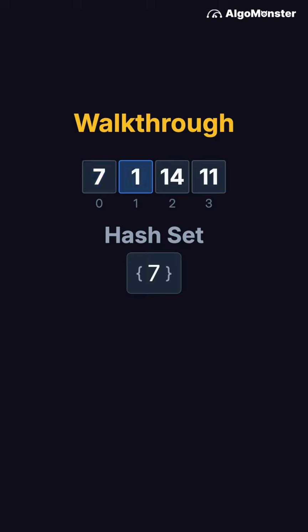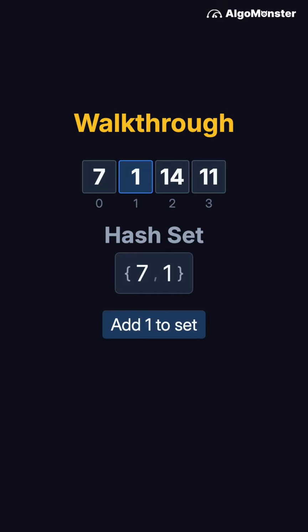Set now holds 7. Next element is 1. Is double 1, which is 2, in the set? No, we only have 7 in there. 1 is also odd, so skip the half check. No match again. Add 1. Set now holds 7 and 1.